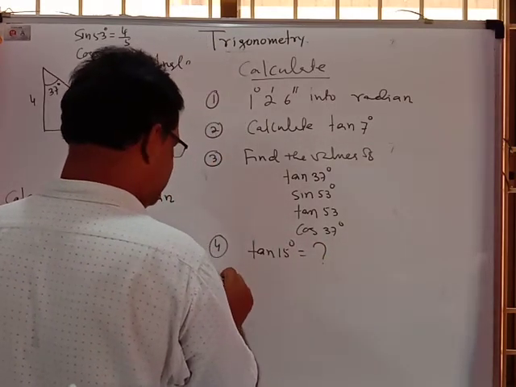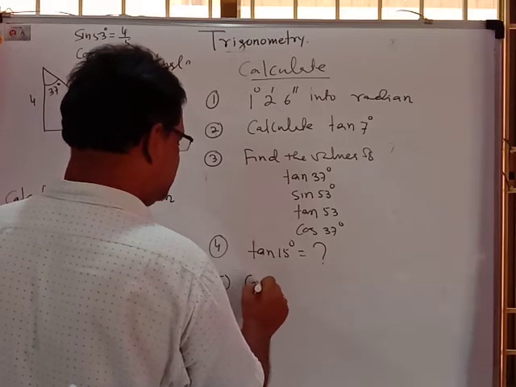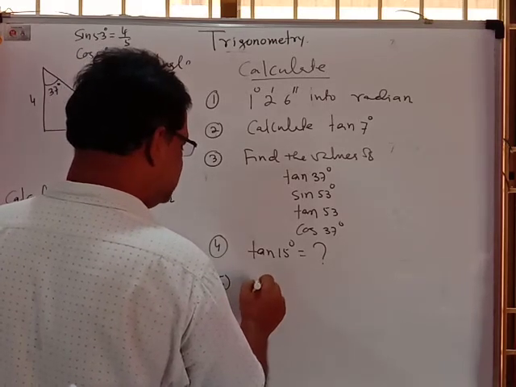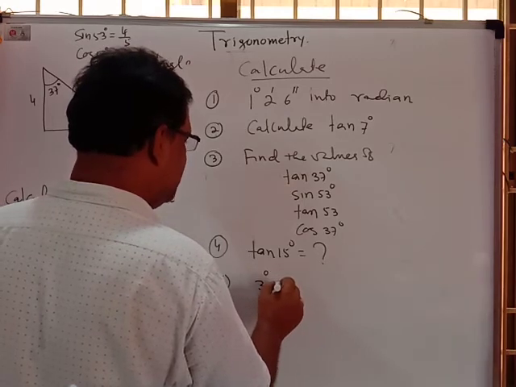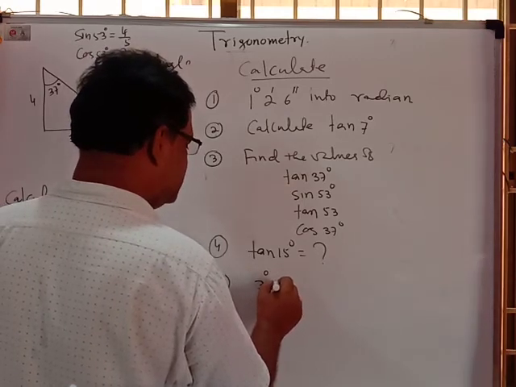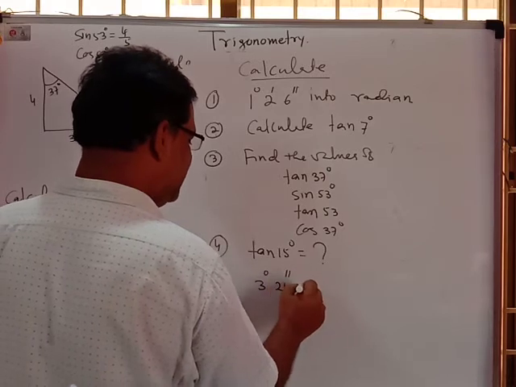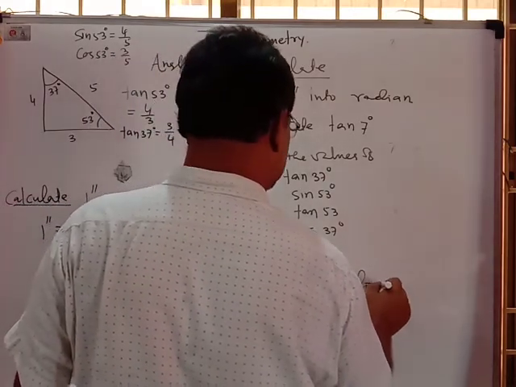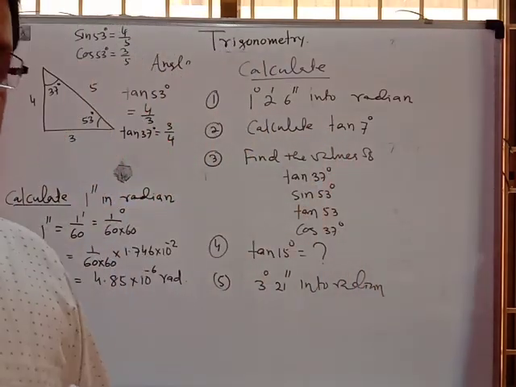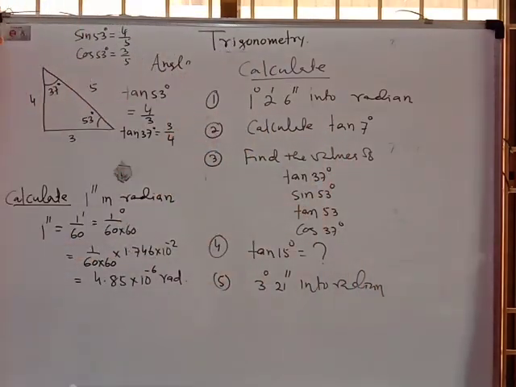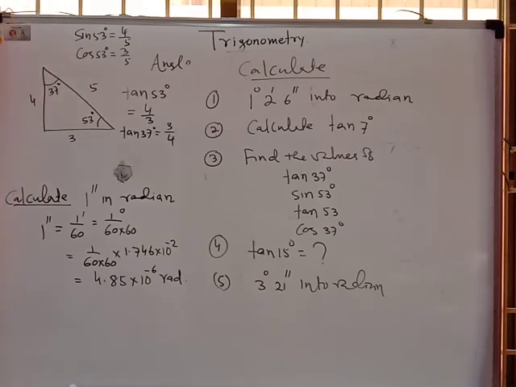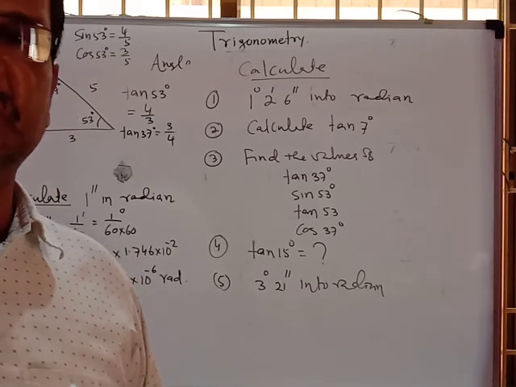And number 5, I am telling you, convert or calculate 3 degree 21 minute into radian. So these 5 questions you practice. Along with that, simply remember the trigonometric ratios.